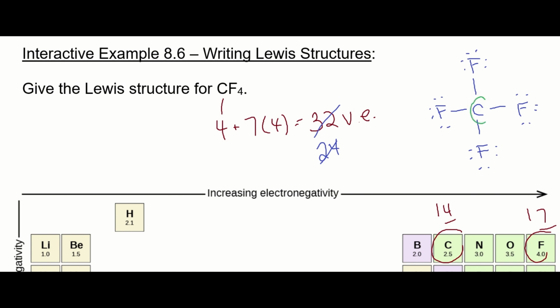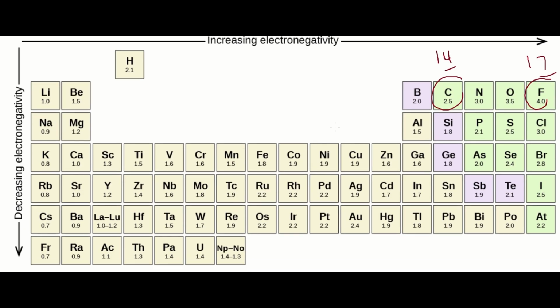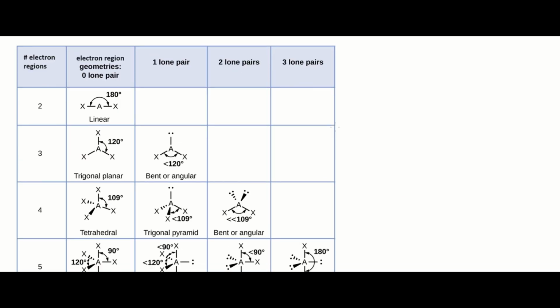The central atom here is carbon. It has 1, 2, 3, 4 regions of electron density, or 4 effective pairs. When you have 4 regions of electron density that want maximum separation to minimize the repulsion, that geometry is going to be tetrahedral with 109.5 bond angles.